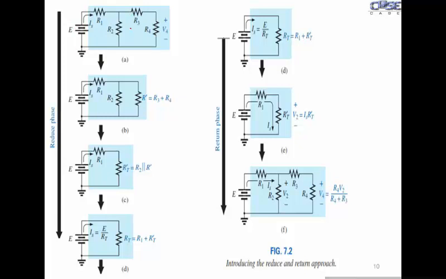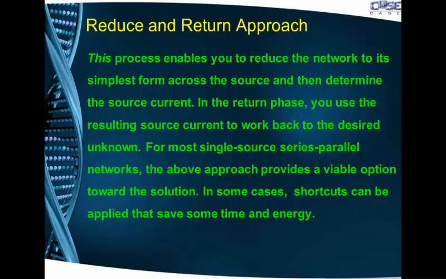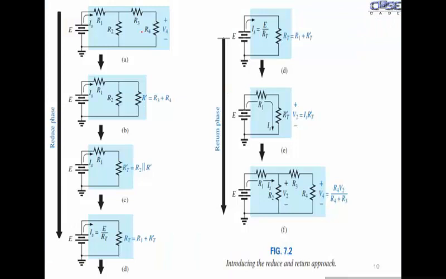circuit components which are connected in series and parallel. So they are a combination of series and parallel configurations of the circuit. What this approach says is that you simplify this circuit and reduce the circuit into a single equivalent form, to its simple form across the source.